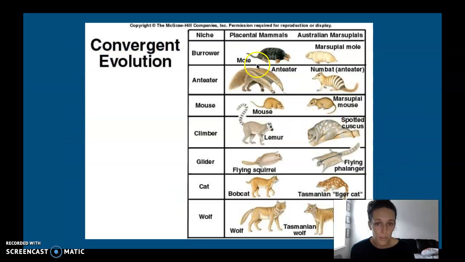This is an example of convergent evolution. So we have animals that are similar, that have a common ancestor, but that are slightly different.